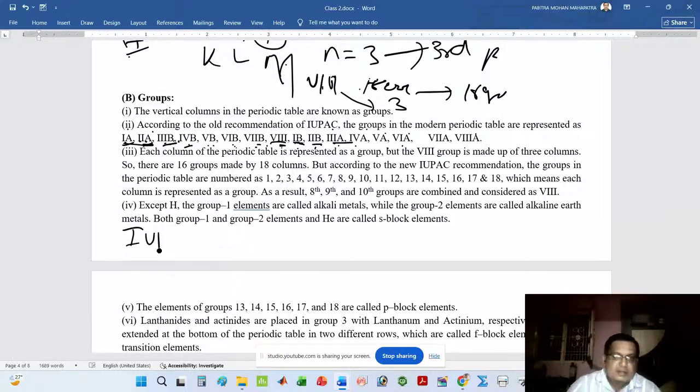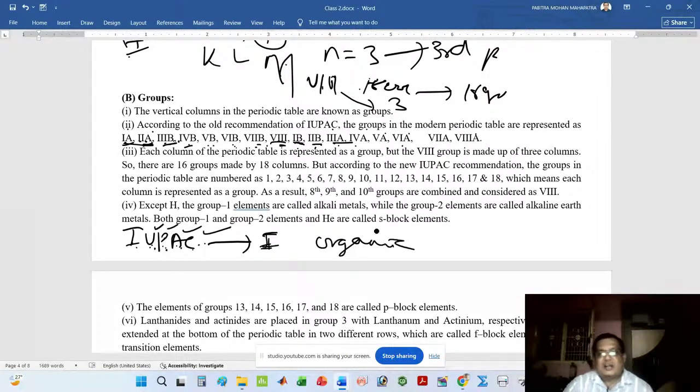IUPAC means International Union of Pure and Applied Chemistry. Don't think that this is your idli, upma, puri, aloo curry. Aloo in Odia is potato in English. Actually, what does this mean? International Union of Pure and Applied Chemistry. This is an organization.